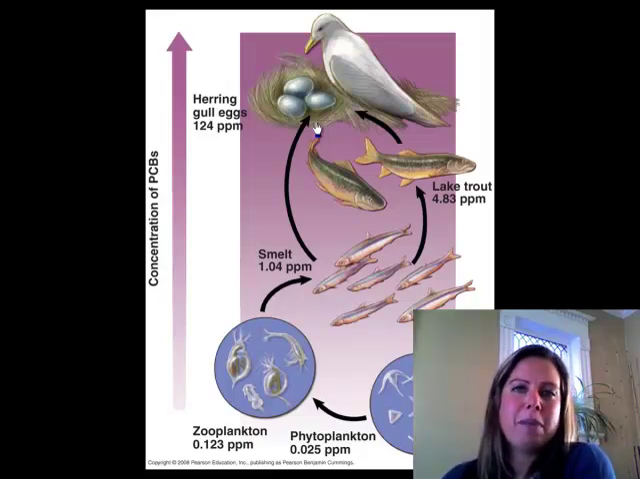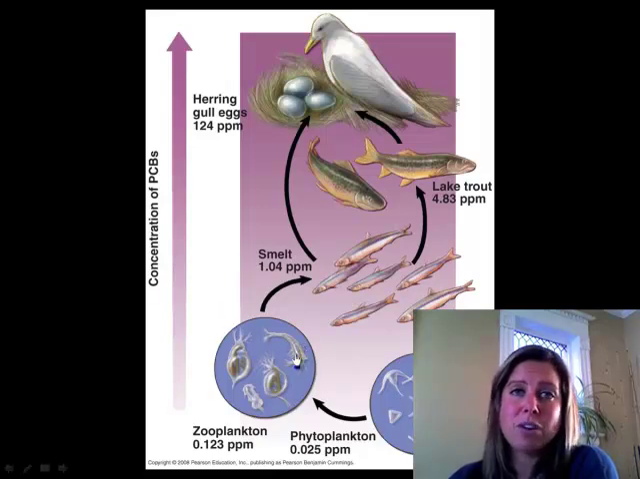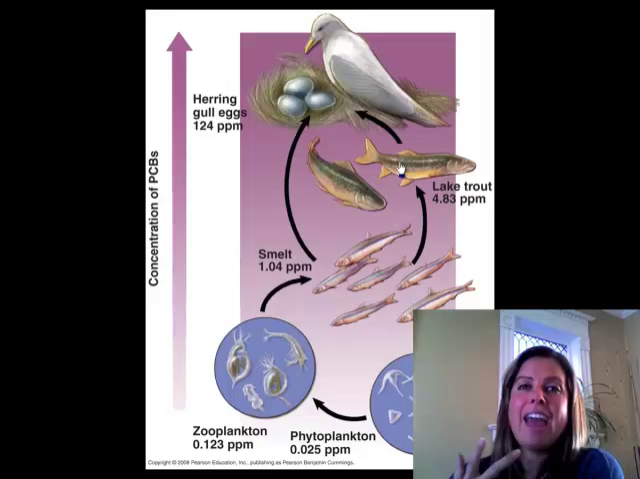Now, another problem that has been linked to biomagnification is the amount of mercury that's in fish. Mercury is a heavy metal that was being dumped into the oceans. It still is in some places. And what happens is the same thing. And so you've got tuna, sharks, tilefish, these big predators, and they have very high amounts of mercury in them.